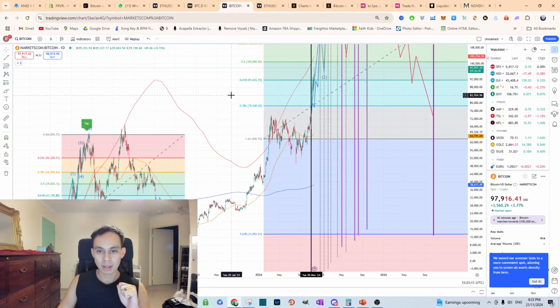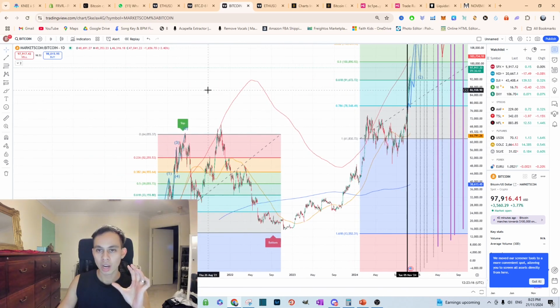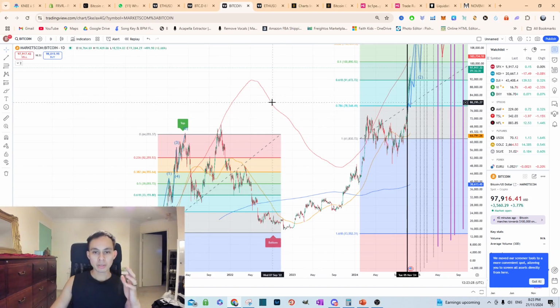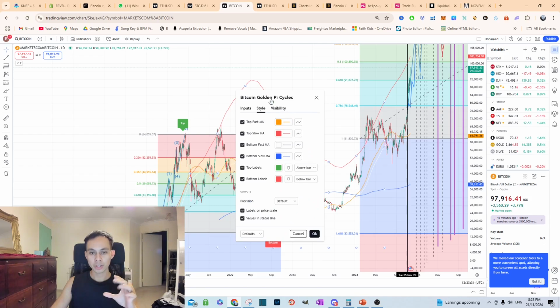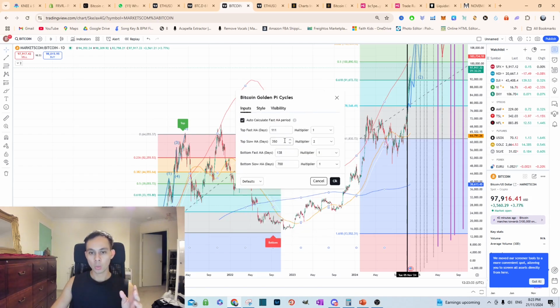We're going to be talking about the Pi cycle indicator. What is it? How can we use it to achieve our price targets? The Pi cycle indicator is just a moving average. So you have two moving averages. One which is a slow moving average, taking the average movement of price for 350 days, and a faster line that takes into consideration the average price movement of 111 days.